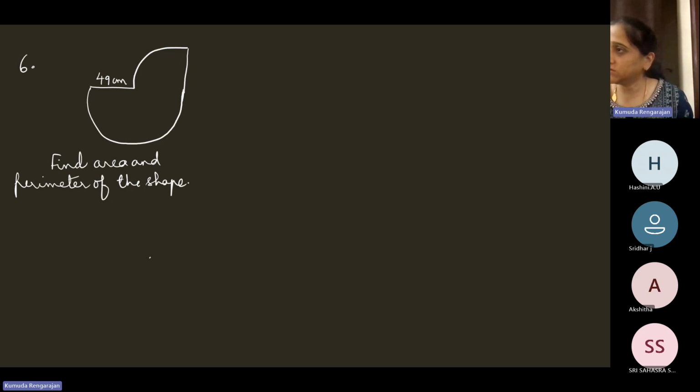What's the area of a circle? Pi r square. So the area of 3/4 of a circle is 3/4 into pi r square. But how do you find the area of a semicircle? Half into pi r square. Pi r square is the total area. How do you find the semicircle area? Half into pi r square. Quadrant is 1/4 into pi r square. This is 3/4 of a circle. Correct? There is a semicircle and a quadrant.